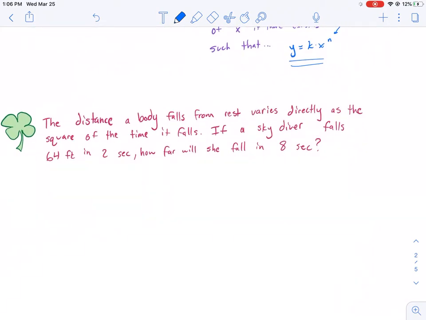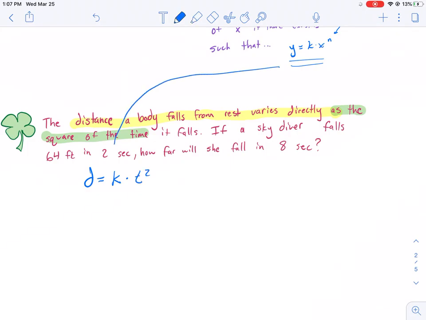The distance a body falls from rest varies directly as the square of the time it falls. If a skydiver falls 64 feet in 2 seconds, how far will she fall in 8 seconds? So let's break down the information here. The distance a body falls varies directly as the square. So d, the distance, equals, with direct variation, a constant k times the square of the time. That means we're going to square time.